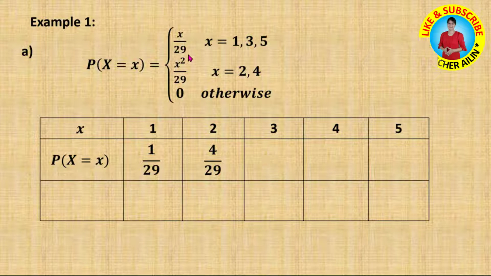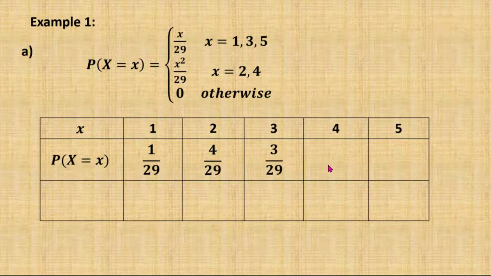And when x is 3, the probability is 3 over 29. When x is 4, the probability is 16 over 29. And when x is 5, the probability is 5 over 29.